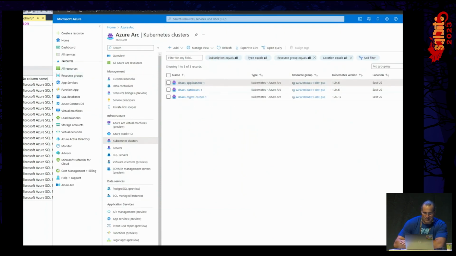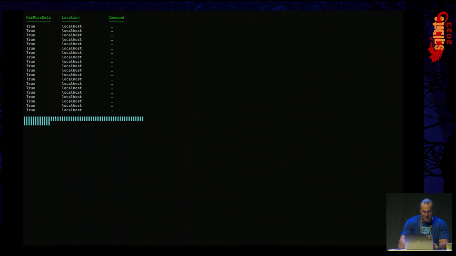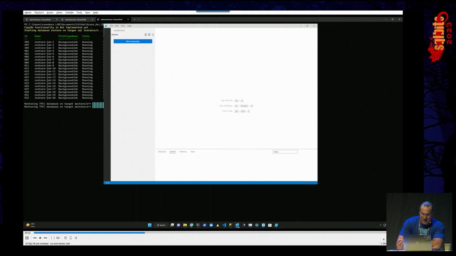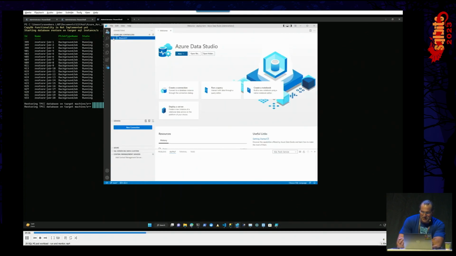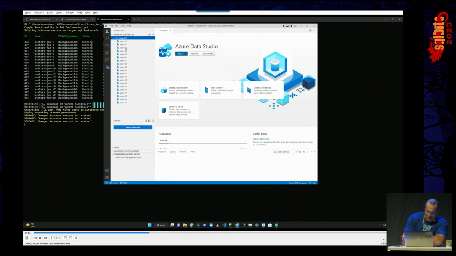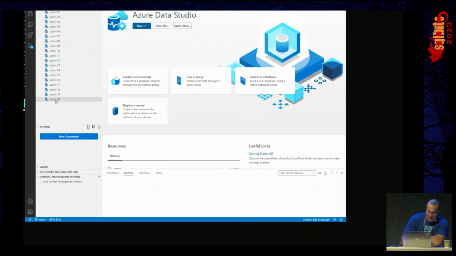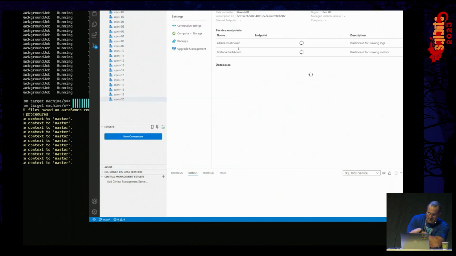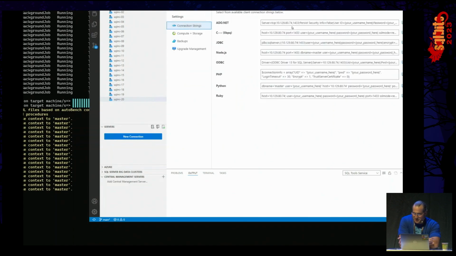So back out to, still restoring, still watching paint dry. So now let's go over to Azure Data Studio, another tool that we can use to manage our environment. There's those same SQL MIs again, all 20 of them.